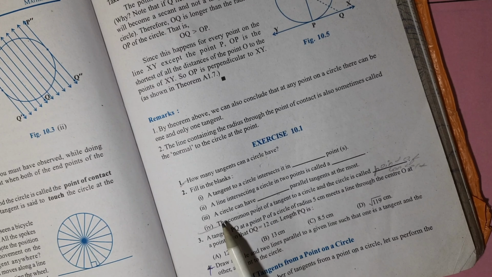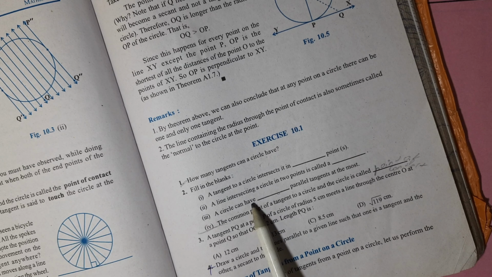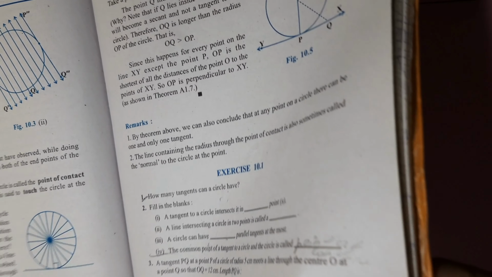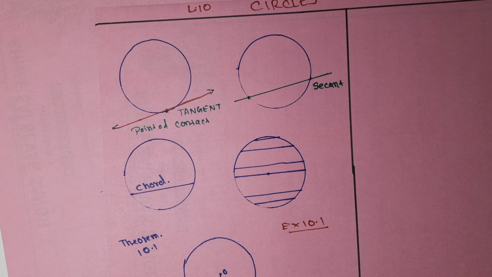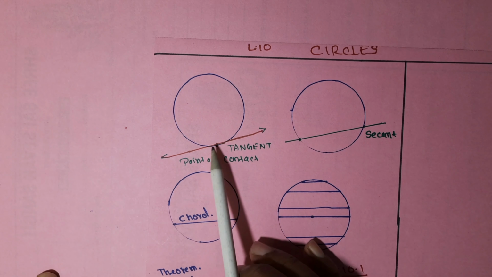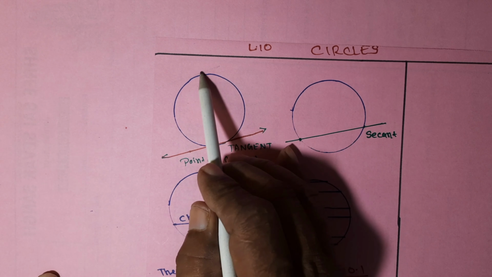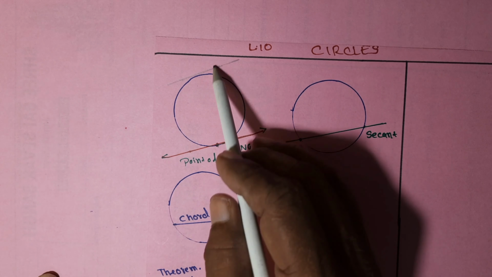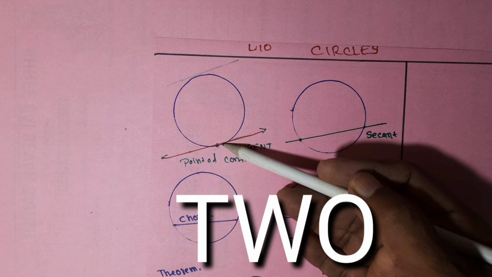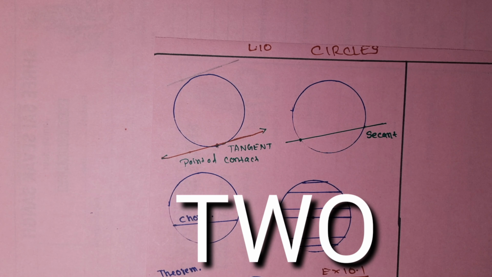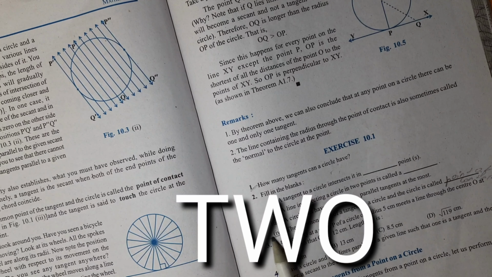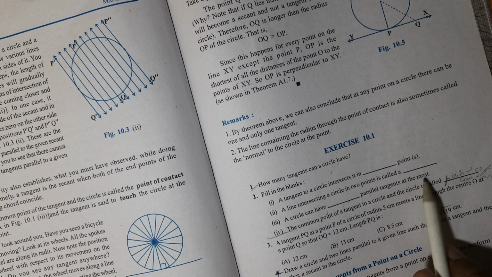Number 3. A circle can have dash parallel tangents at most. Parallel means, you see, this is one tangent. Only one more tangent we can draw from this point, which is just parallel to this. So a circle can have 2 parallel lines. For one line, only one parallel can be drawn. So the answer here is, a circle can have 2 parallel tangents at the most.